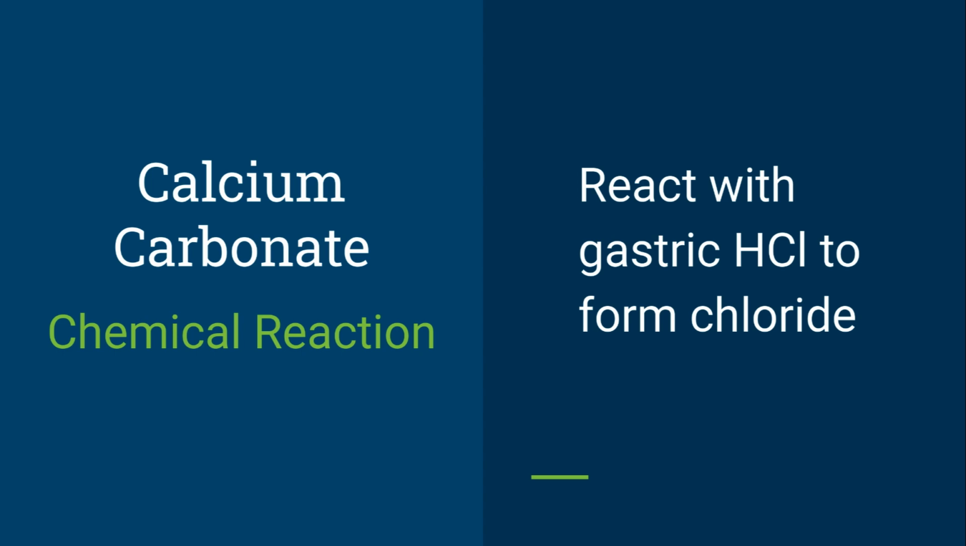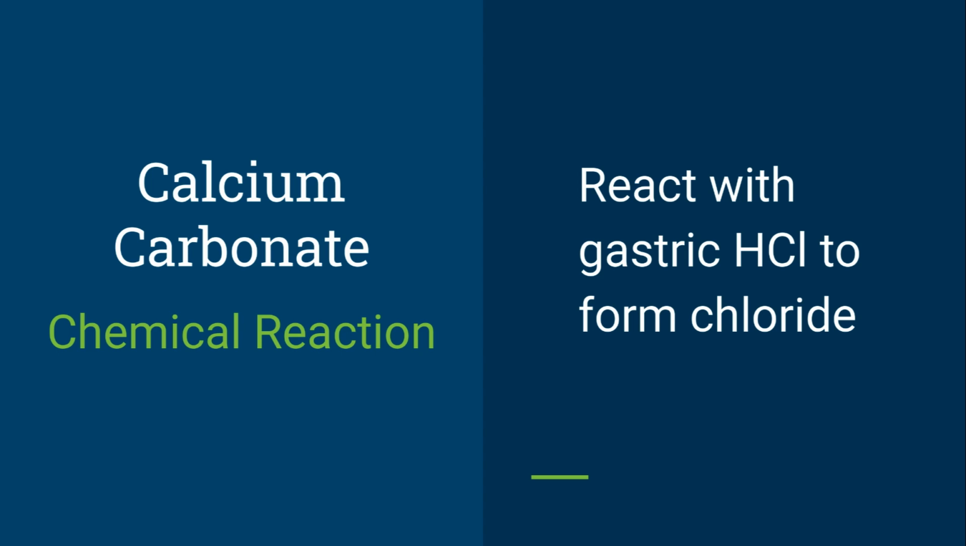Then one question arises in your mind. How is poorly water soluble calcium carbonate absorbed? The answer is given by a chemical reaction, that is, the reaction of calcium carbonate with hydrochloric acid. The stomach contains hydrochloric acid, that is HCl. This is secreted from gastric parietal cells.